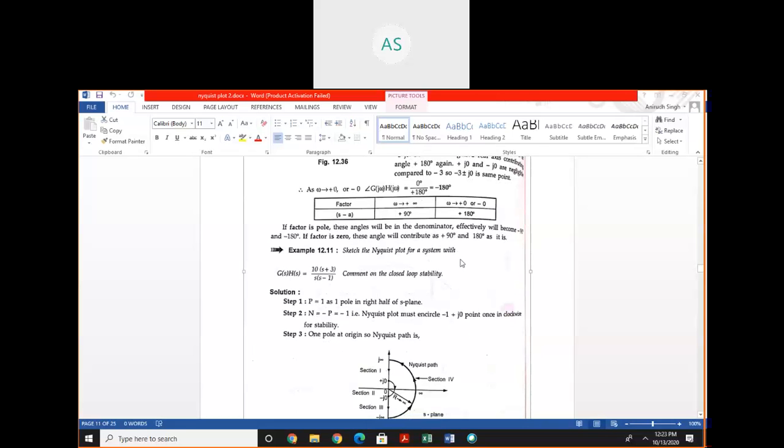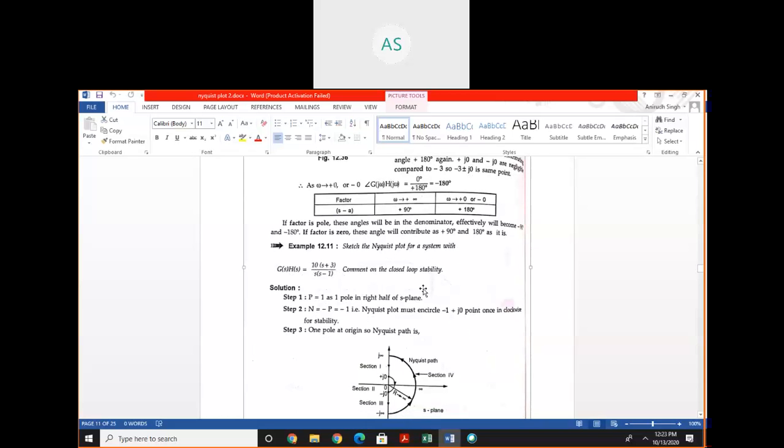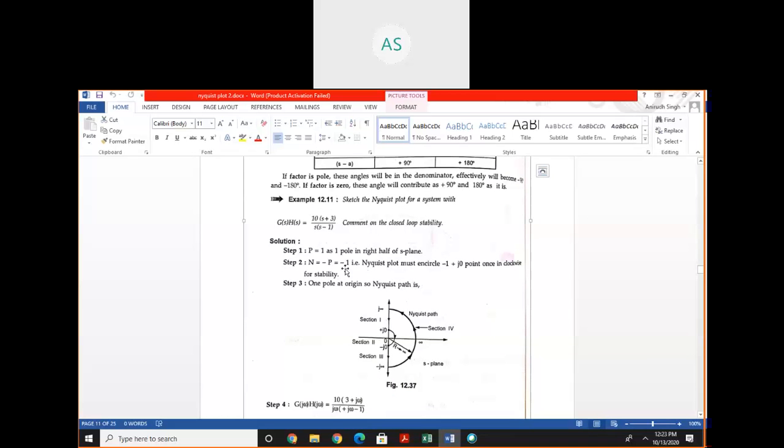Then sketch the Nyquist plot for a system with G(s)H(s) equal to 10(s plus 3) divided by s(s minus 1), and comment on the closed loop stability. First, P is equal to 1, it means that there is one pole in the right half s plane. So N is equal to minus P, it means that in this case the Nyquist plot must encircle the minus 1 plus j0 point once in a clockwise direction for stability of the system.